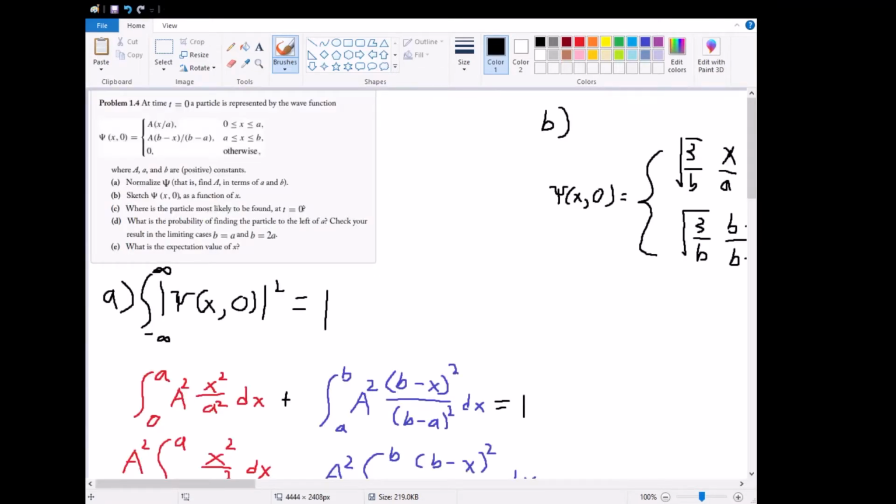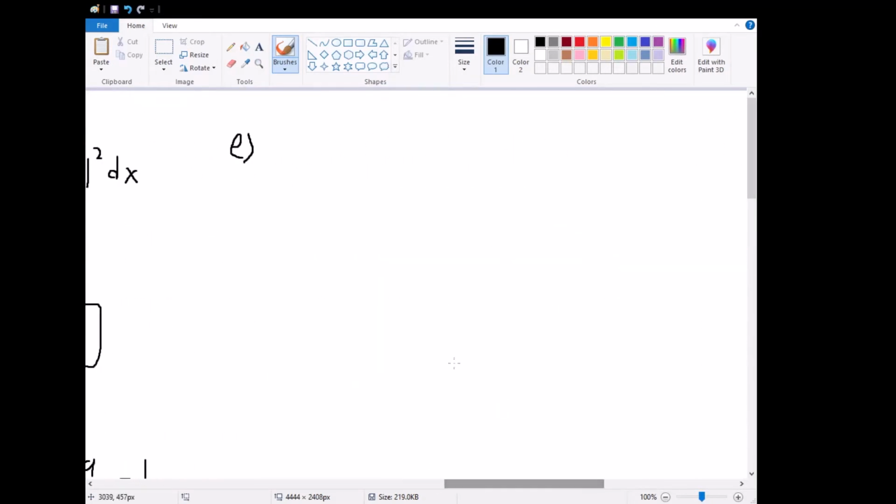The final part of this problem is to find the expectation value of X. And we already know how to find the expectation value of certain quantities. We know that the expectation value of X is simply equal to the integral over all of space, so from negative infinity to positive infinity of X times magnitude psi of x0 squared dx.